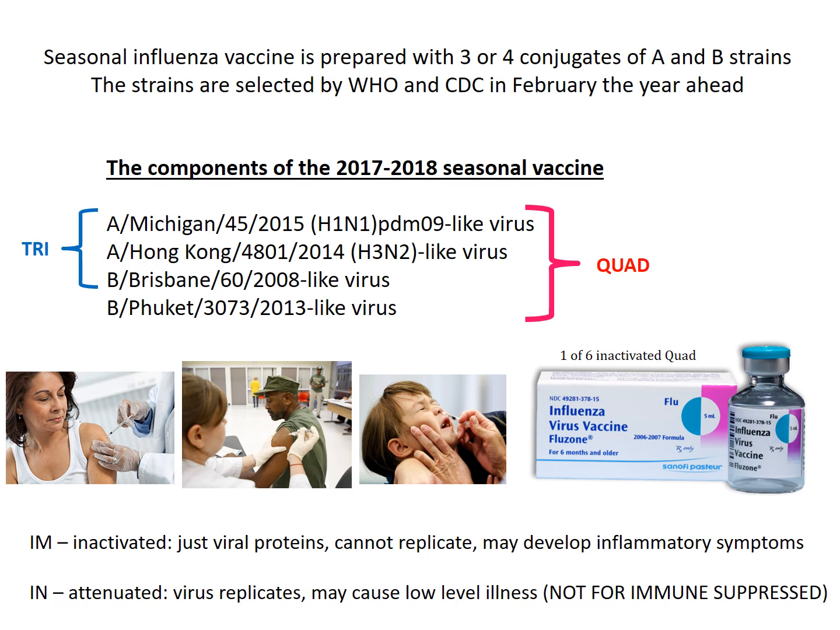And for the 2017-2018 seasonal vaccine, this is what the vaccine looks like. The shots, the IM ones, are inactivated. It's viral proteins that can't replicate, but individuals can develop inflammatory symptoms. The intranasal one is attenuated. The virus can replicate. It may cause a low level of clinical illness. You cannot give these attenuated vaccines to immune suppressed patients.